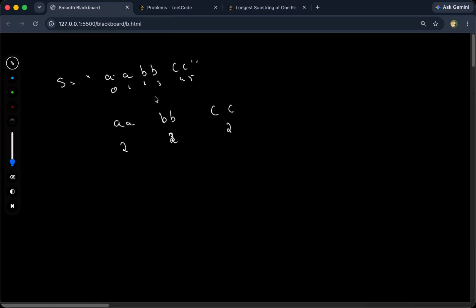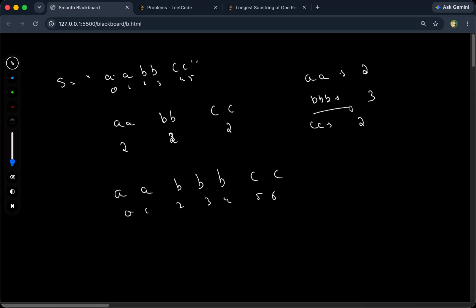Now what does continuously mean? This is very important for beginners. Let's take another example: a a b b b c c, indices 0 to 6. So we have a 2 times, b 3 times, and c 2 times. The longest group is b, so the answer is 3.